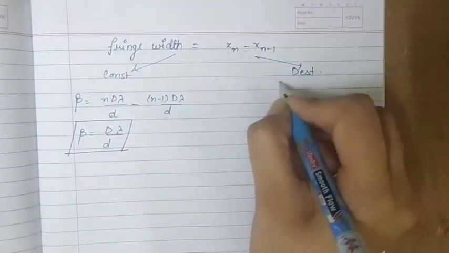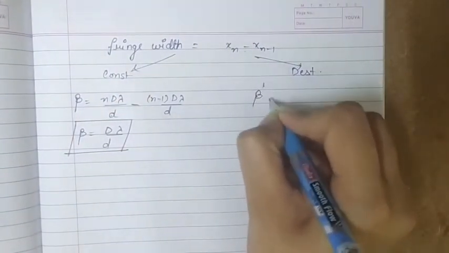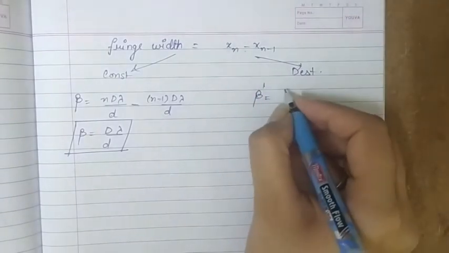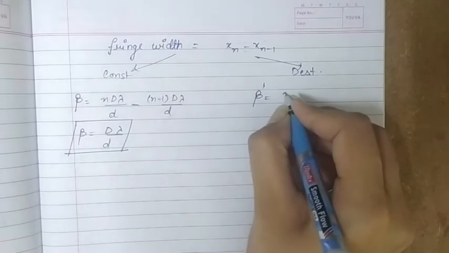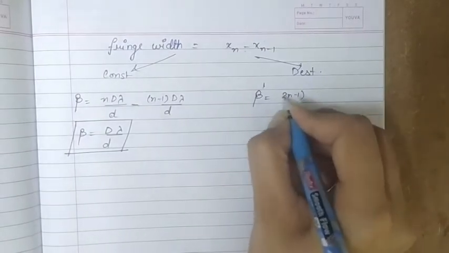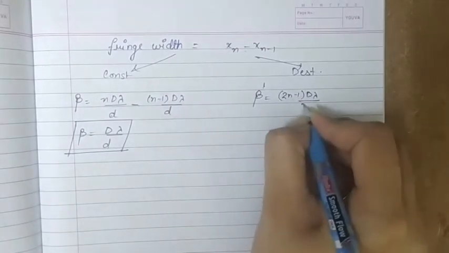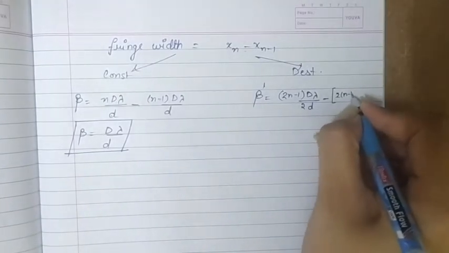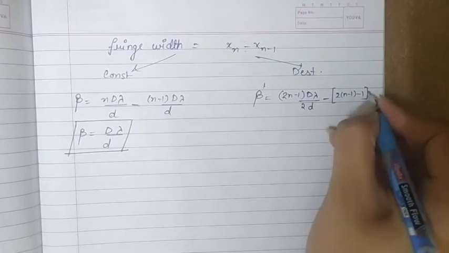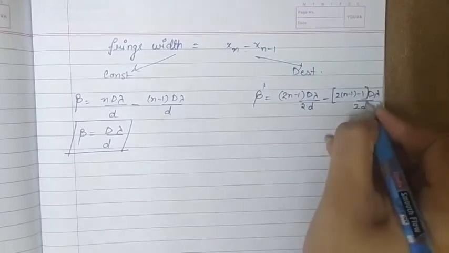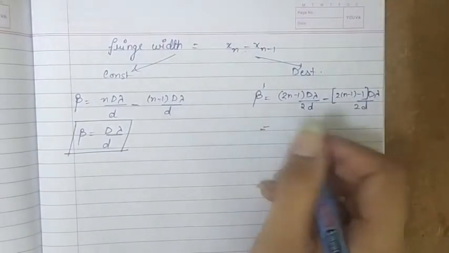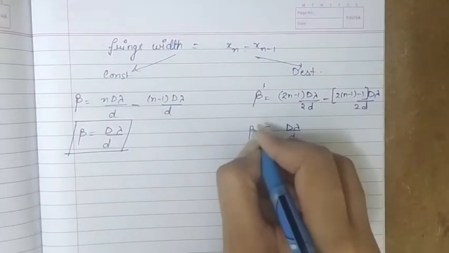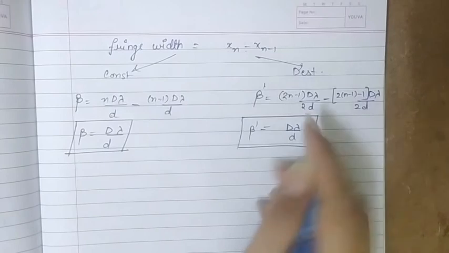In case of destructive, beta dash, we are representing it now, beta dash for destructive, is equal to, for the nth term, (2n minus 1) D lambda over 2d, minus, for n minus 1, (2(n minus 1) minus 1) D lambda over 2d. On solving this, again we get the value D lambda over small d, that is beta dash. So this is the fringe width for destructive interference.